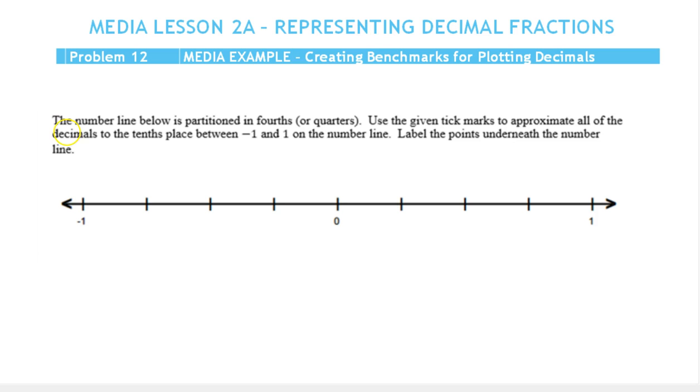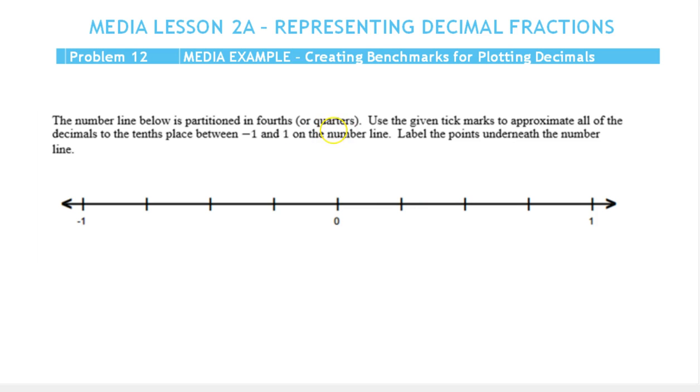So let's read the directions. The number line below is partitioned into fourths or quarters. Use the given tick marks to approximate all of the decimals to the tens place between -1 and 1 on the number line. Label the points underneath the number line. Okay, so here's 0 and here's 1. And notice there's 1, 2, 3, 4 equal segments or quarters or fourths like they talked about.